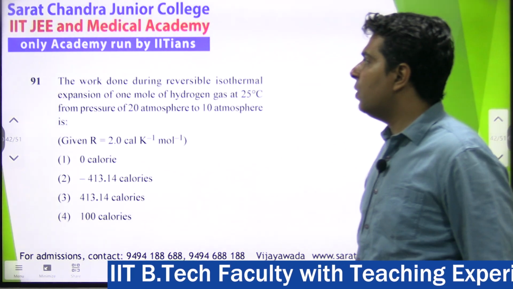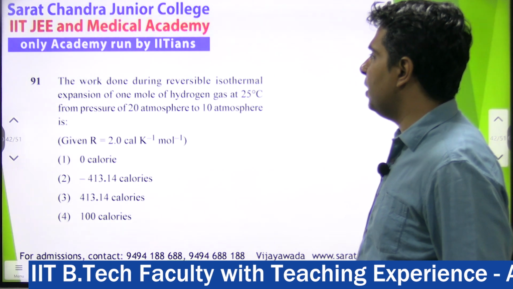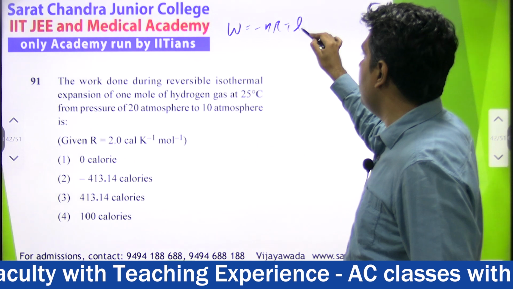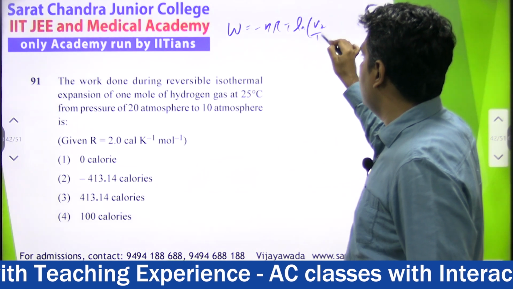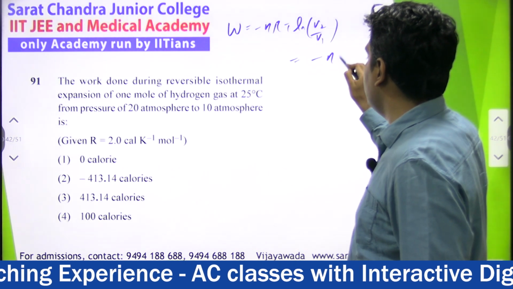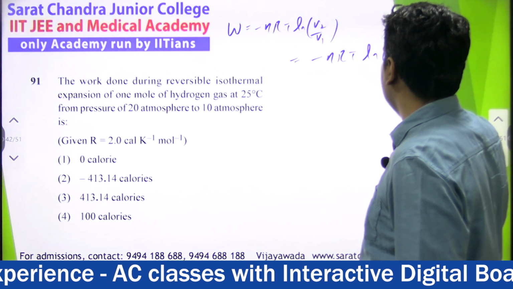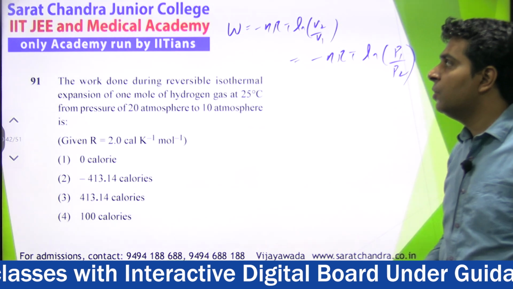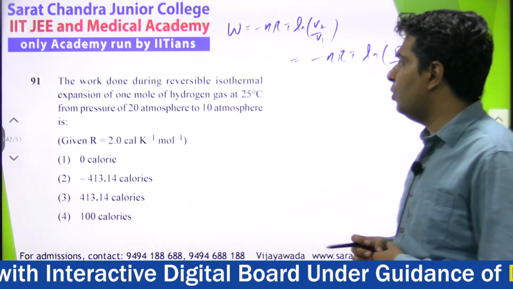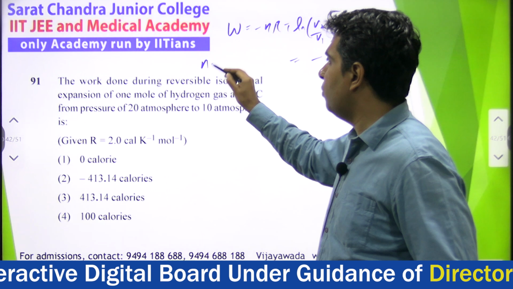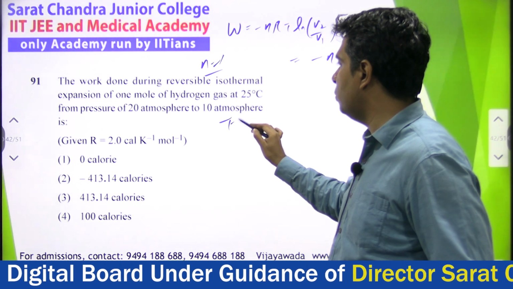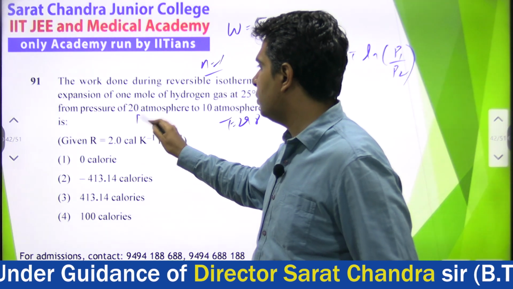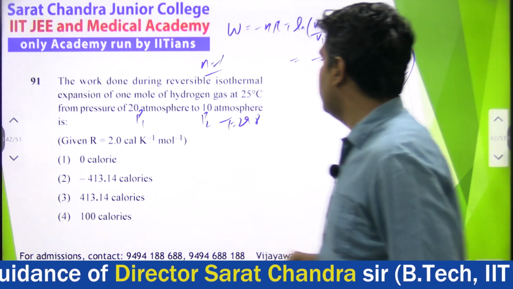Next question, the work done during reversible isothermal expansion. So what is the work done in isothermal expansion? Minus nRT ln V2 by V1, and in terms of pressure minus nRT ln P1 by P2. So this is the work done in isothermal process. Isothermal expansion of 1 mole of the hydrogen gas. So n is 1 mole of the hydrogen gas. Temperature is 298 Kelvin, 25 degrees Celsius. P1 is 20 atmosphere. P2 is 10 atmosphere.